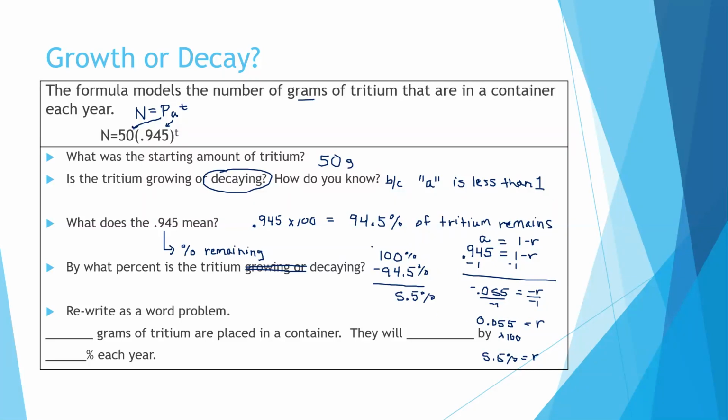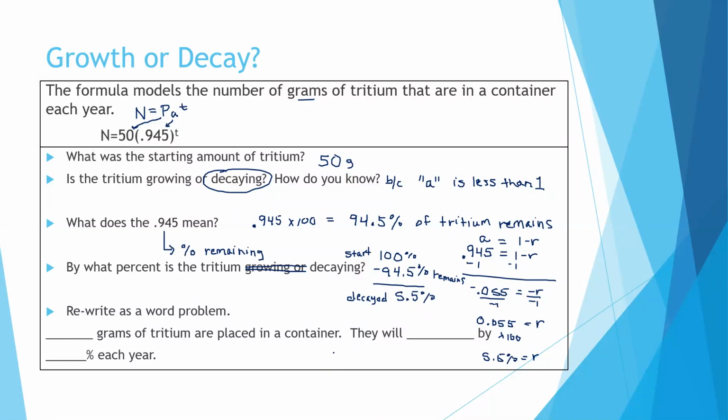And the shorter way is just thinking about understanding that the decimal was the percent that remains, then I can subtract it to see what left. So 100% is the start. The 94.5% is what remains. And so the 5.5% is what decayed.